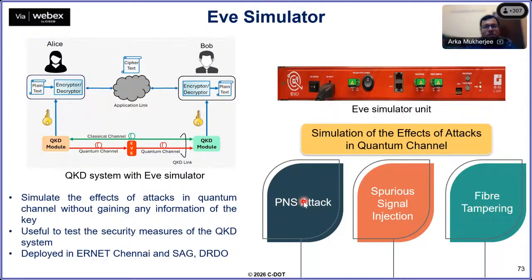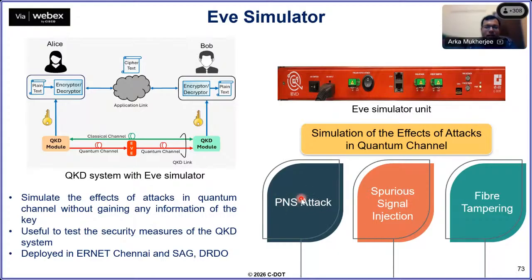So what happens in the photon number splitting attack? We are simulating the effects of this attack. We are not actually launching this attack, because performing this attack is a very difficult task. We are actually simulating the effects, and we are seeing whether your quantum system is actually resistant to these attacks or not.